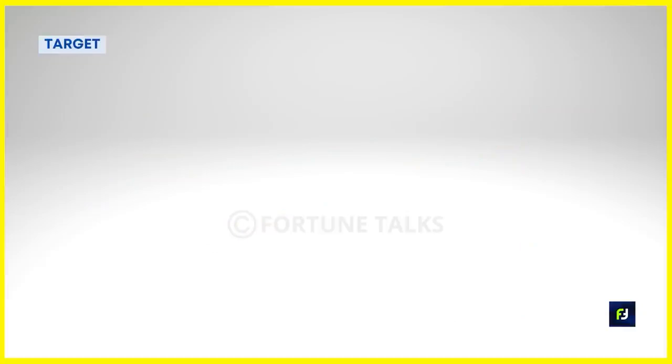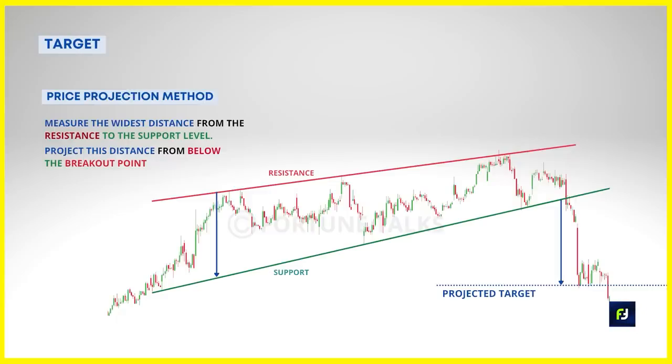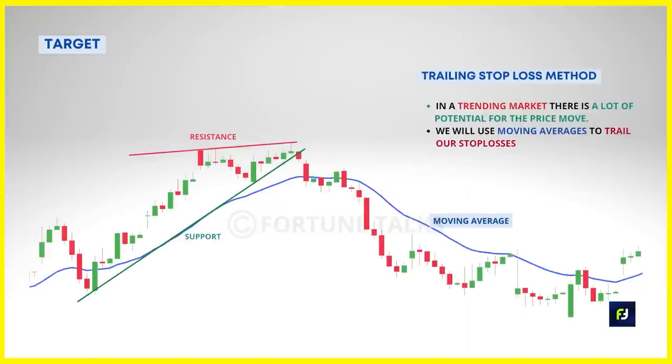Let's learn how to set a target for the rising wedge pattern. Now there are many ways you can cash in your winners, and one of the most common approaches is to have a predetermined profit target. The target can be measured by taking the distance of the back of the wedge, or the widest portion of the wedge, from the support to the resistance level, and then extending this distance down from the trend line breakout point. You can also choose to trail your stop loss until the market takes you out of the trade.